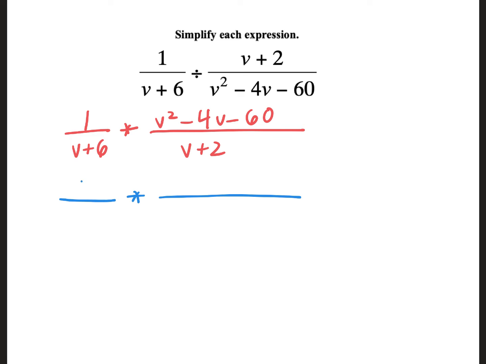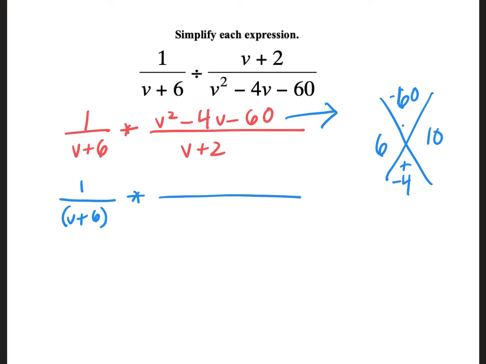So my first fraction is simplified. We actually just have 1 over v plus 6. I'm going to put that v plus 6 in parentheses just so I don't accidentally separate any of it. For the top of my second fraction, we're going to use the x method. I'm looking for something that multiplies to negative 60, adds to negative 4. And that is going to be 6 and 10. 6 times 10 gives me 60. 6 minus 10 gives me negative 4. So on top, we're going to have v plus 6 and v minus 10.